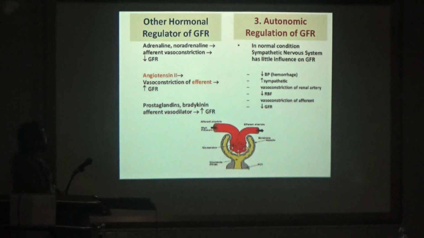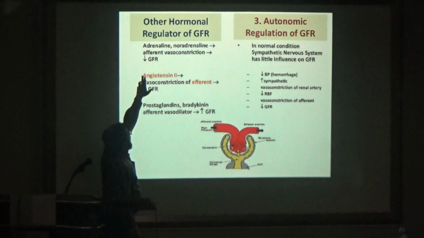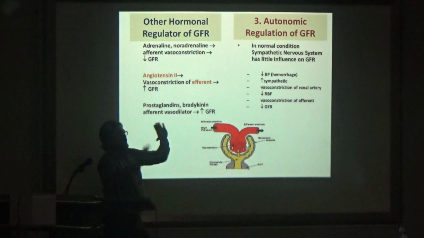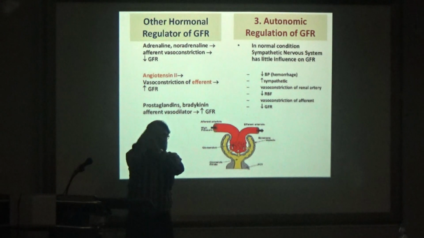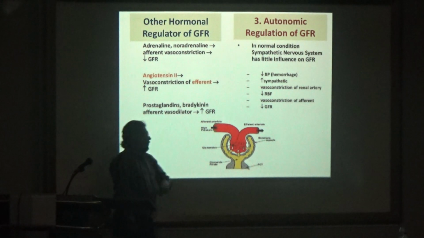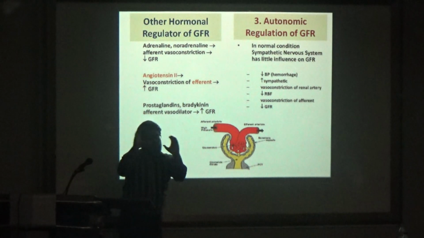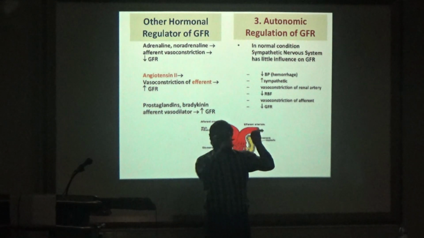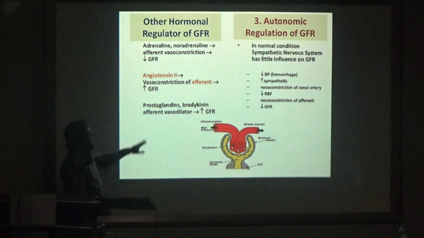Other hormonal regulators of GFR, like adrenaline and noradrenaline, constrict the afferent arteriole. If the afferent is closed down, the blood flows less, so GFR goes down. Angiotensin 2 vasoconstricts the efferent a little bit. The blood is coming, but the efferent is vasoconstricted, so the filtration is more. So angiotensin 2 increases GFR.